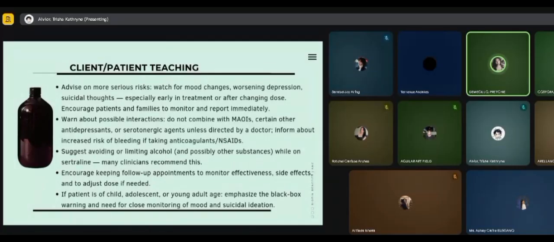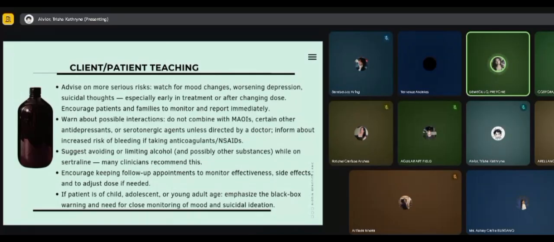Avoid unnecessary drug combinations or herbal supplements without consulting a provider. Be aware of common side effects like nausea, headache, dry mouth, and sleep changes. Inform the provider if pregnant, breastfeeding, or planning pregnancy. Keep all follow-up appointments for monitoring and dose adjustments. Store medication safely and out of reach of children.